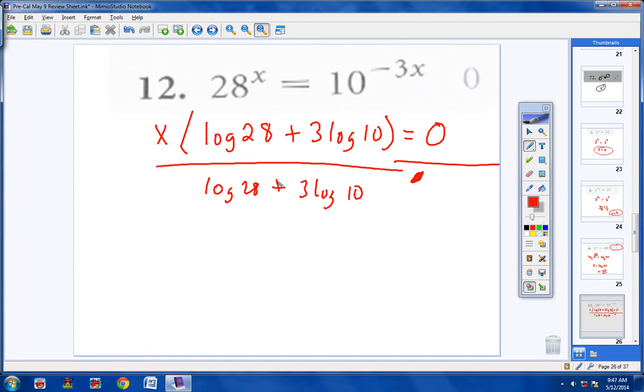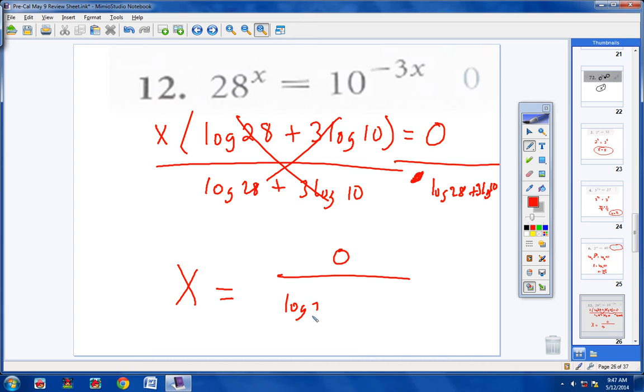So we're dividing this side over here by this whole expression, so we got to divide this side over here by the same expression. These cancel, and you're left with x equals 0 over logarithm of 28 plus 3 logarithm of 10.